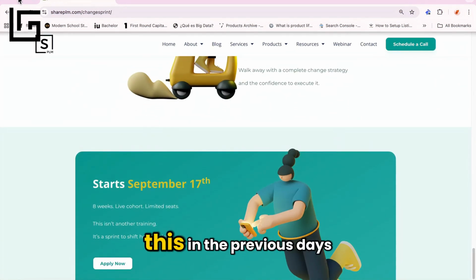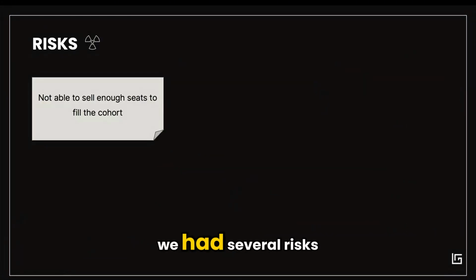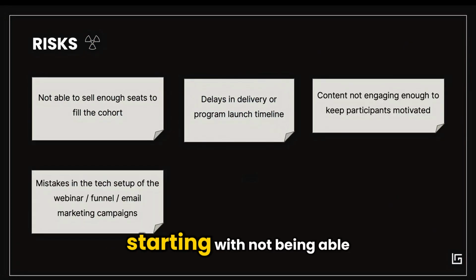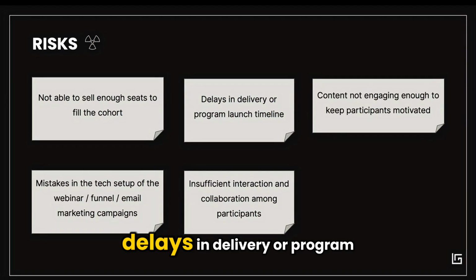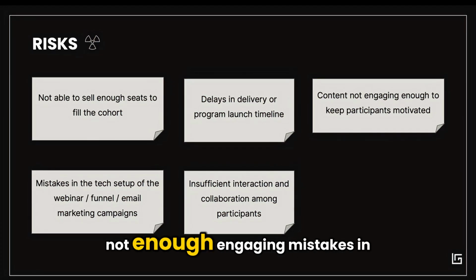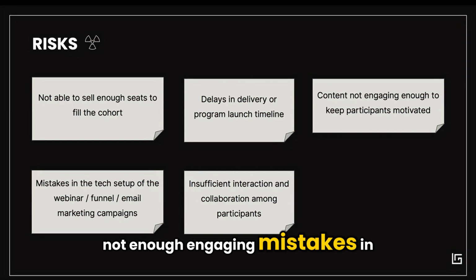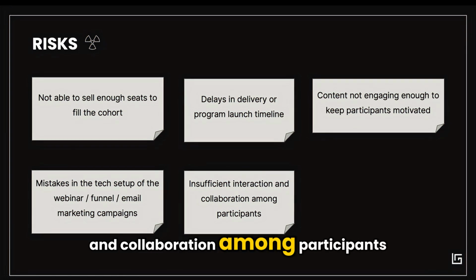And we have worked on this in the previous days. If you remember, we had the project Compass Canvas, which we used to define the project's vision. And today we are going to look at risks. We had several risks, starting with not being able to sell enough seats to fill the cohort, delays in delivery or program launch timeline, content not enough engaging, mistakes in the technical setup, and insufficient interaction and collaboration among participants.